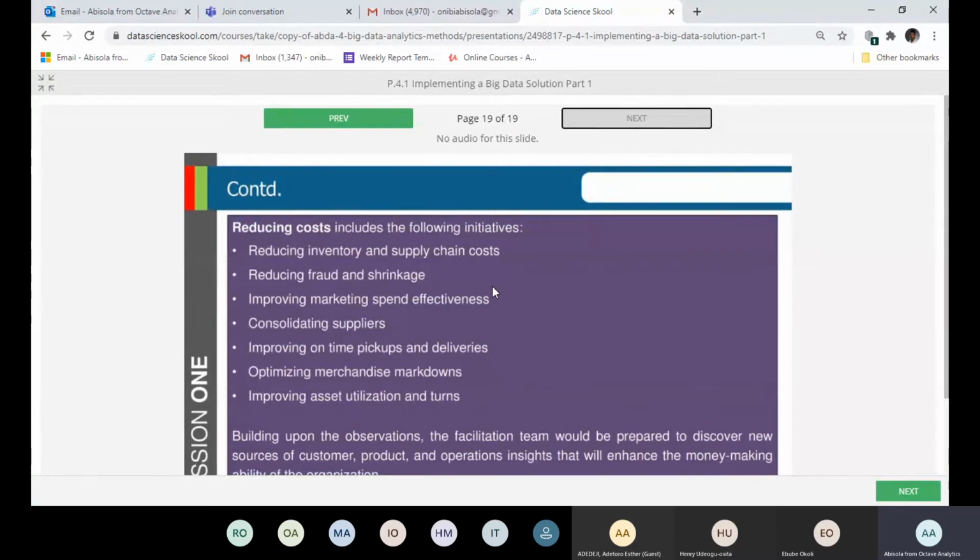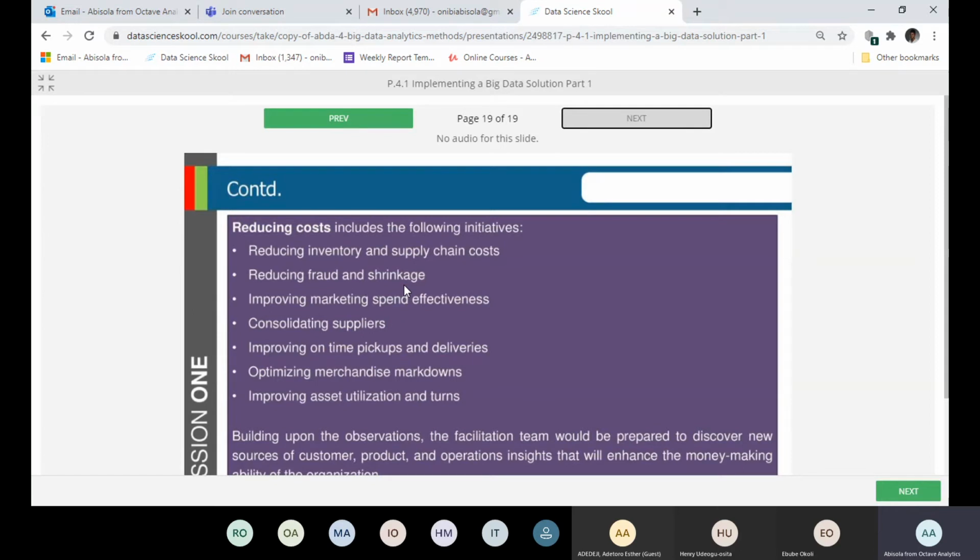You can decide that you only store what is needed for a particular period of time, so that way you don't have to spend so much on inventory or supply chain. It just comes in as it's needed. So you can reduce costs. You can also improve on-time pickups and deliveries. You can improve asset utilization and turns, and so many other ways.